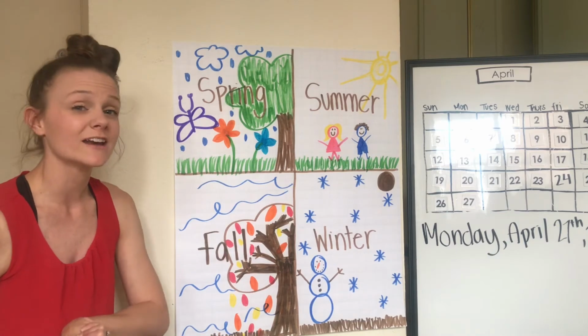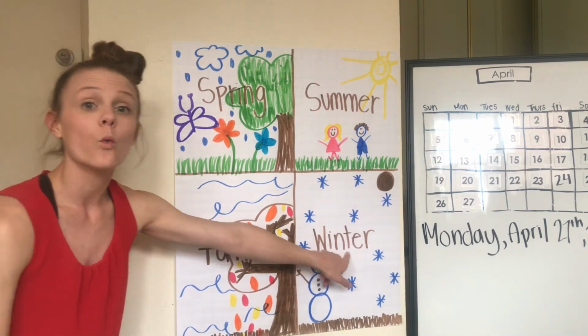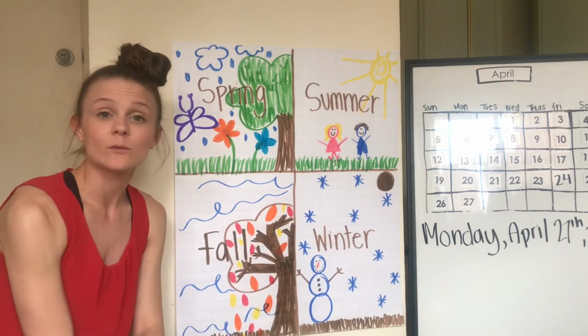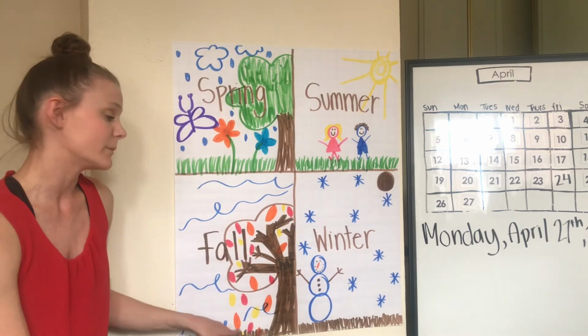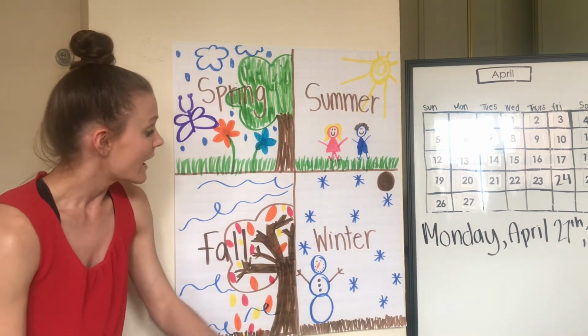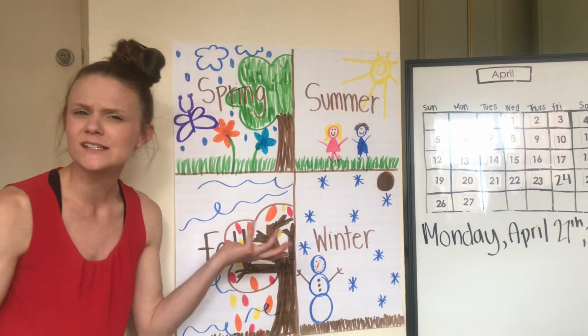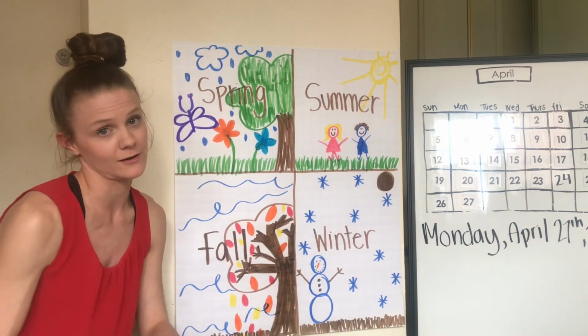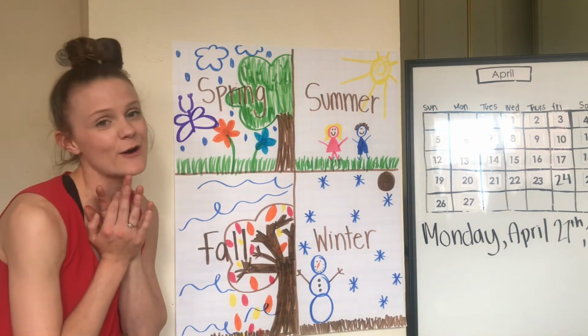All right, so let's move on and look at winter. So over here, I've written the word winter, and I've drawn some things that we would see in the winter time. So I drew some brown grass, again, just like fall, because the grass is dead in the winter. I drew a snowman. That's right, because what does it do a lot in the wintertime, especially here in Colorado? It snows. That's right, we have lots of snow in the wintertime.